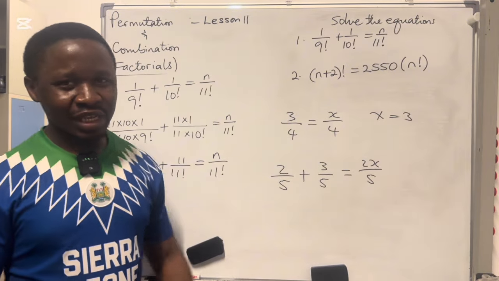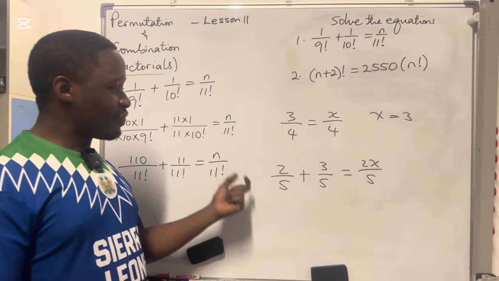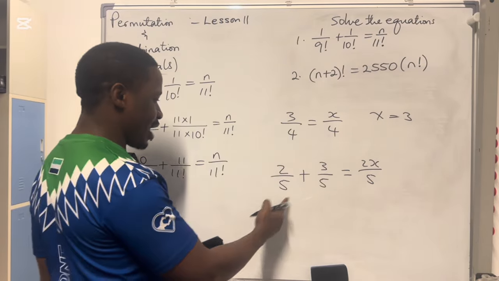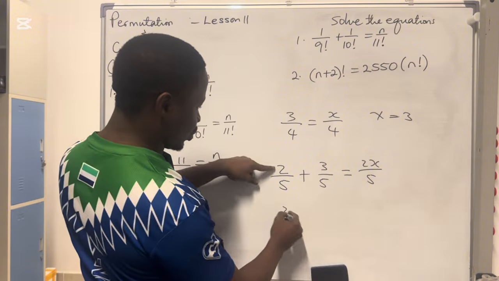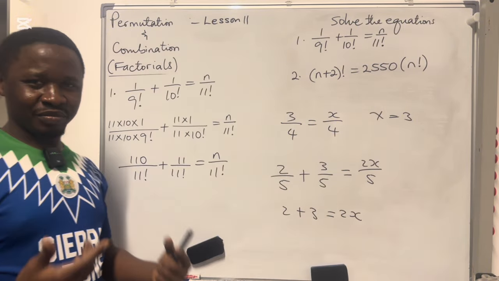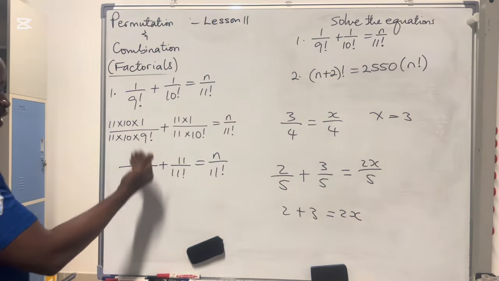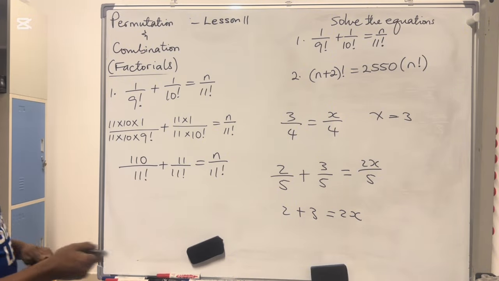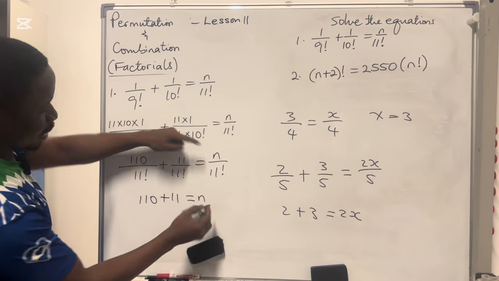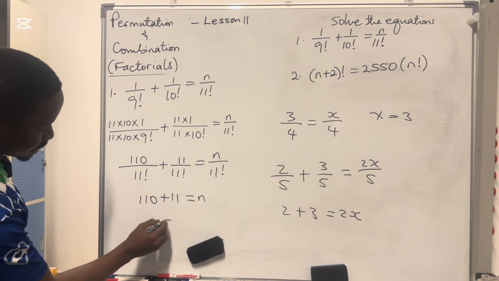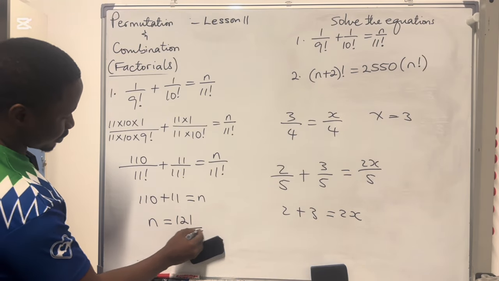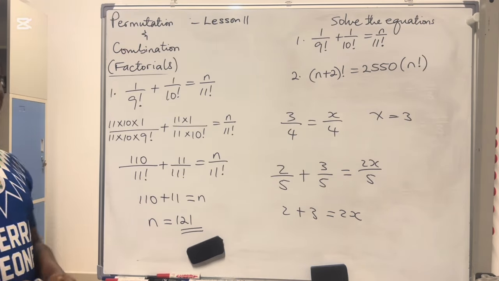This one is an equation, and in every value there is a denominator everywhere, 5, 5, 5. Just ignore them. Just say 2 plus 3 equals 2x. Is that not easy? It's easy. So 11 factorial, 11 factorial, 11 factorial, let's forget about it. 110 plus 11 equals n. Then what is n? 110 plus 11 is 121. I hope you get it very well.